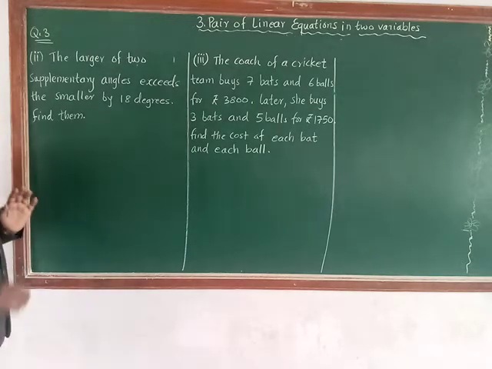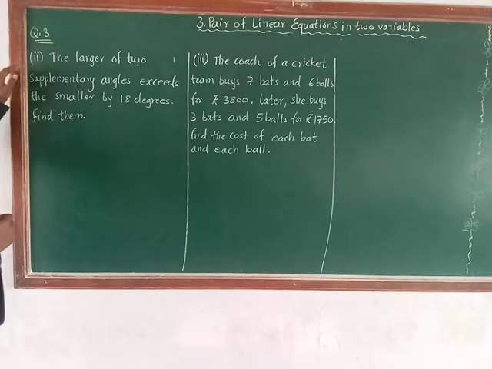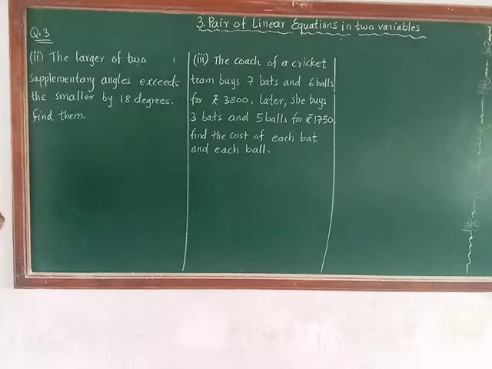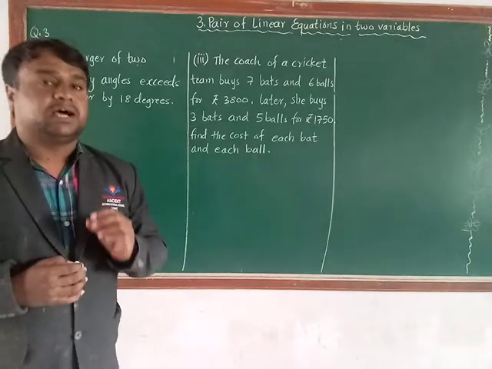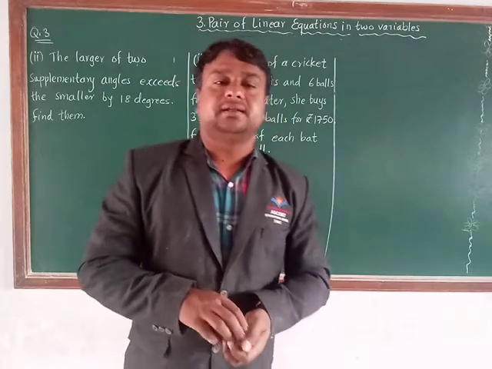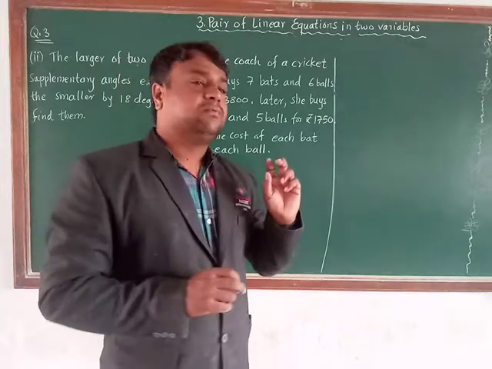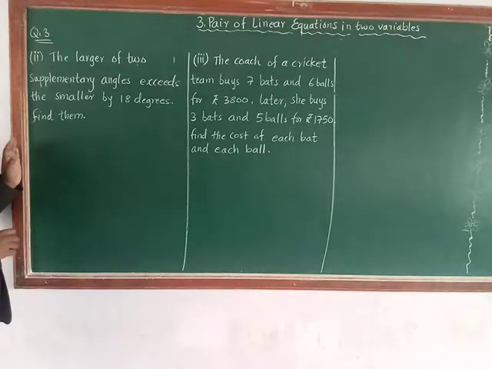Okay. So let's read the example properly and understand it, and we have to find the two linear equations from this word problem. The larger of the two supplementary angles exceeds the smaller by 18 degrees, that is given. So here one angle is the larger angle and another one is the smaller angle. Now the word supplementary is important. Supplementary angles means what? The two angles whose sum is 180 degrees, those angles we call supplementary angles. So here we have to find those two angles.